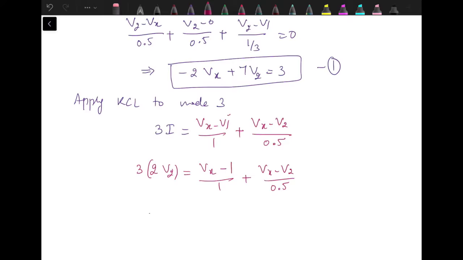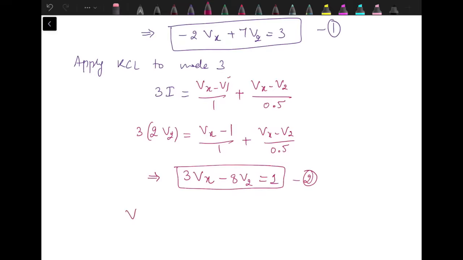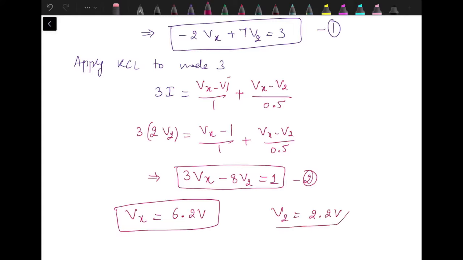Simplification of this will lead to the second equation, that is 3Vx minus 8V2 equal to 1. This is our second equation. Now when we solve these two equations, we will get the value of Vx as 6.2 volts. And for your reference, the value of V2 is 2.2 volts. You can check your answers and verify.